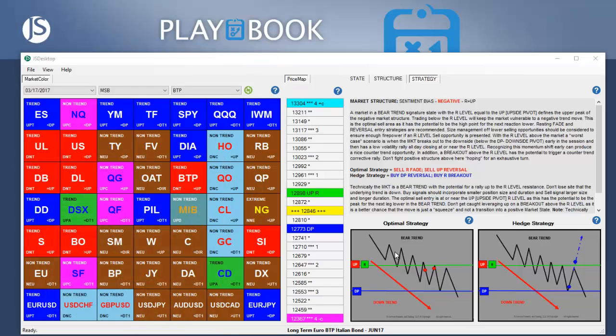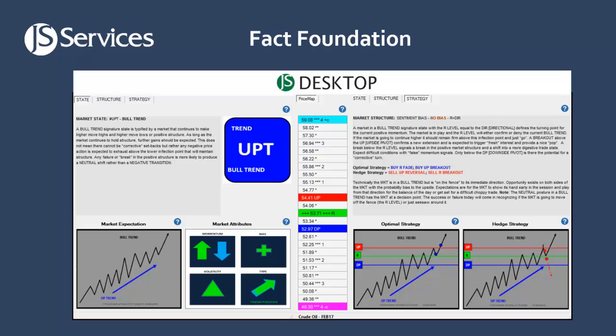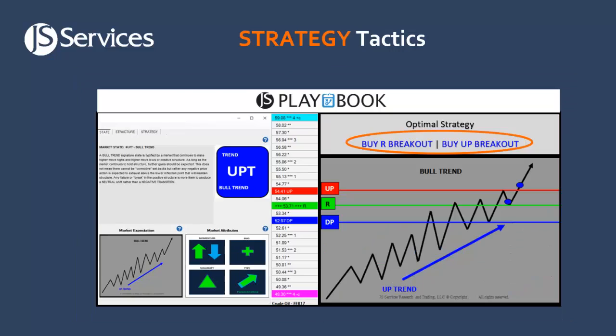JSServices playbook strategy themes provide the foundation for a strategy-based trading approach that is unified across all markets and asset classes. The JS desktop provides a macro strategy which supports trading styles of any duration by improving awareness and offering a fact foundation to align trading tactics.